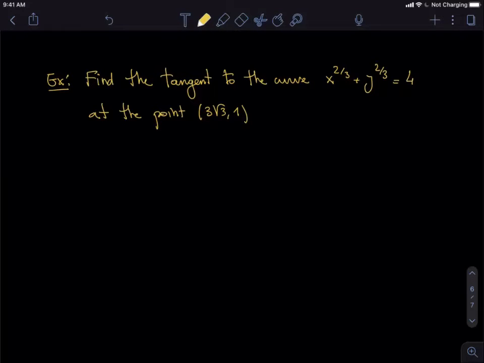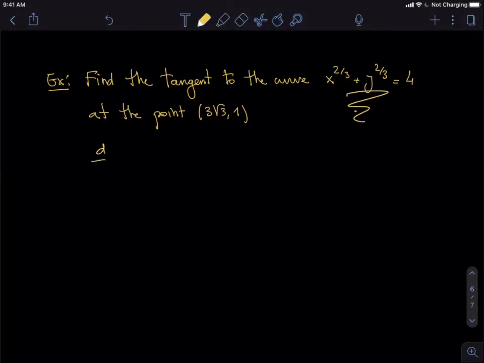In this video, we are going to find the tangent to the curve x to the 2/3 plus y to the 2/3 equals 4, at the point (3 square root of 3, 1). The way we are going to do this is using implicit differentiation. We already worked with this curve in a previous video, but we are going to repeat the computation just to compute the slope of the tangent.